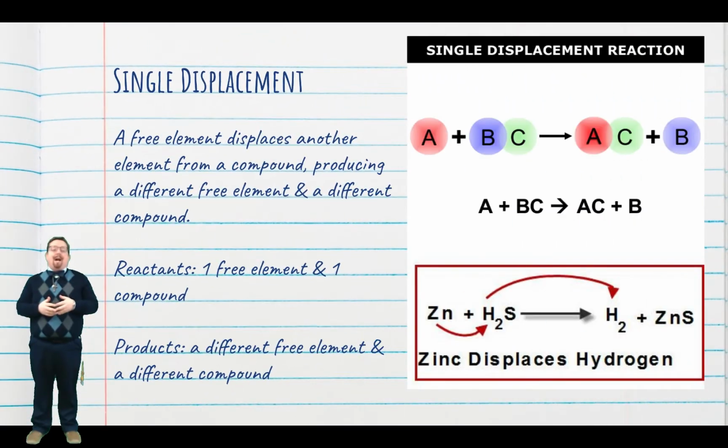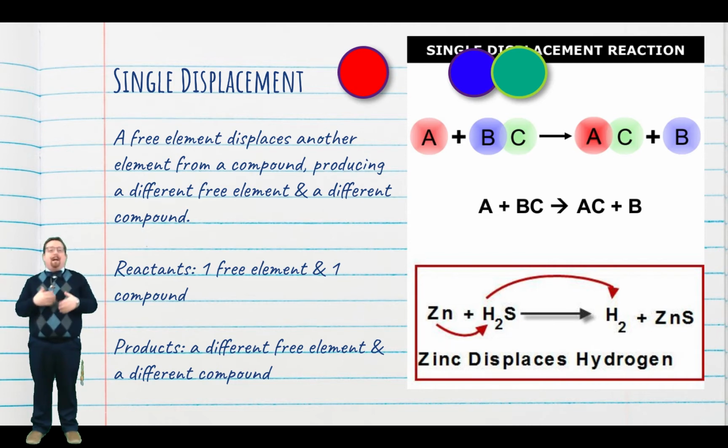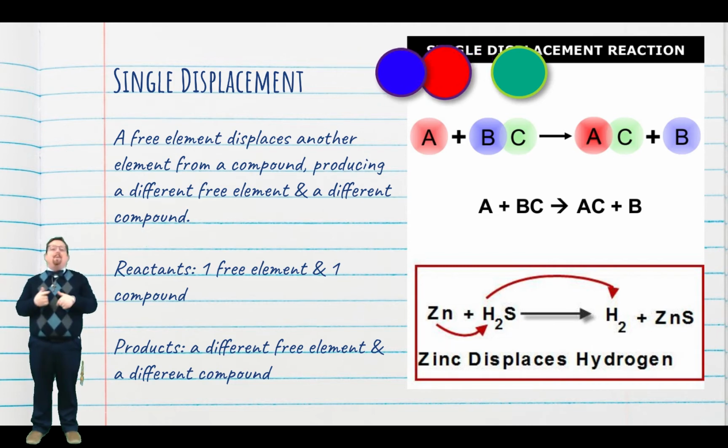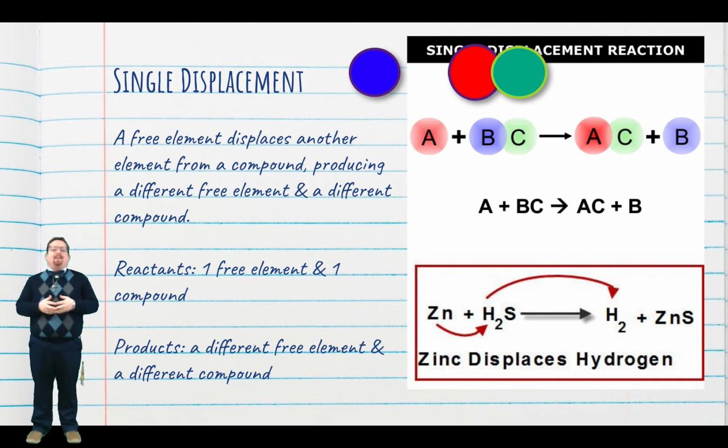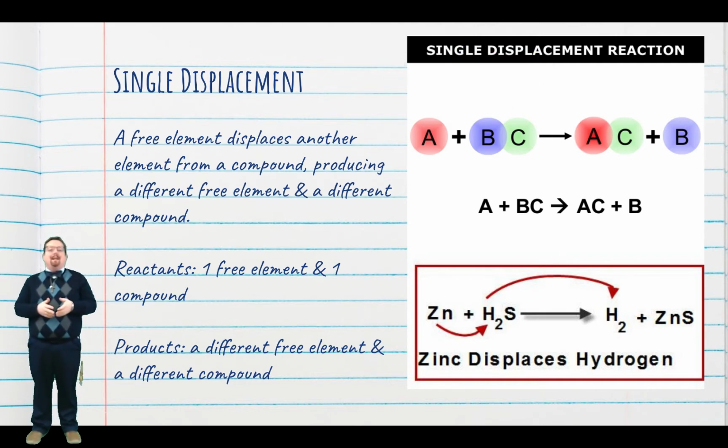Our third type of reaction is called single displacement. This is when we displace a single element from a compound, and then we switch it with another element. So we start off with a single element and a compound on the reactant side. Then in the product side, we form a different element and a different compound.